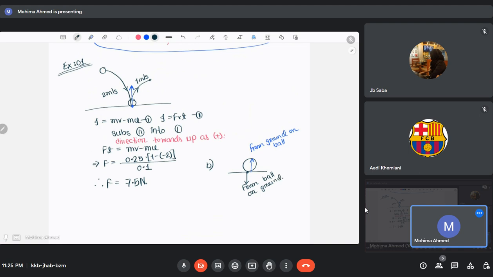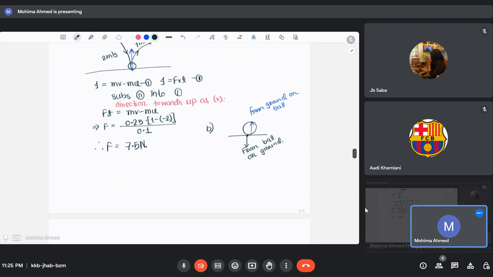But now they did not only want you to find out the value for the force from ball on ground, but they also want you to explain the reason. So the value would still be the same, right? The 7.5 Newton will be applied on the ground by the ball. Now, the explanation would be involved with Newton's third law. According to Newton's third law, the force of 7.5 Newton that was exerted on the ball by the ground, the same exact amount of force in the opposite direction will be applied on the ground by the ball. Right? So you have to also explain that entire concept for this question.